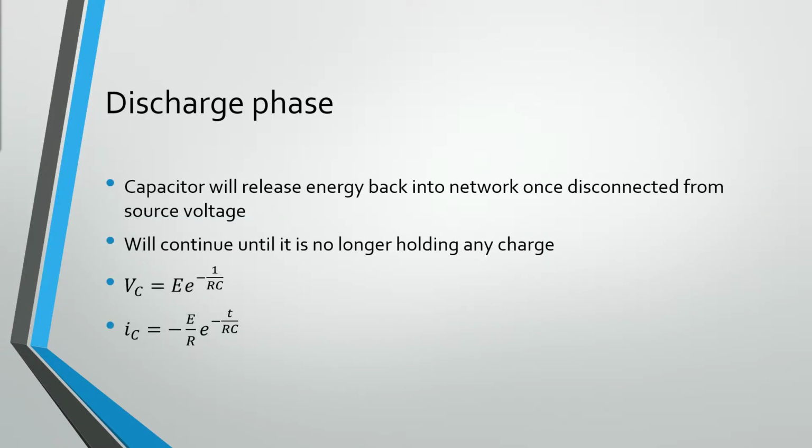So once we disconnect or turn off the source voltage, the capacitor then becomes the device with the highest potential and will actually discharge this energy back into the network.